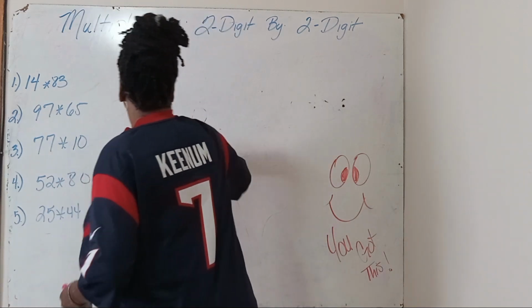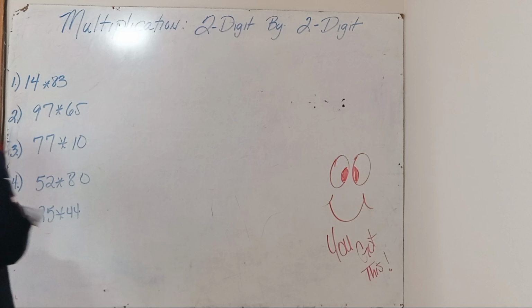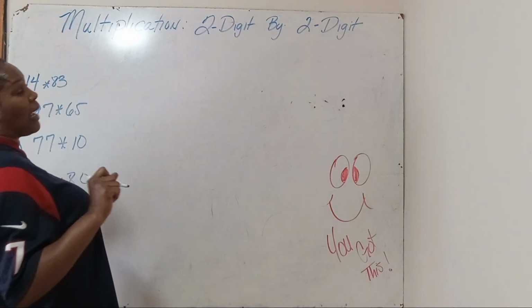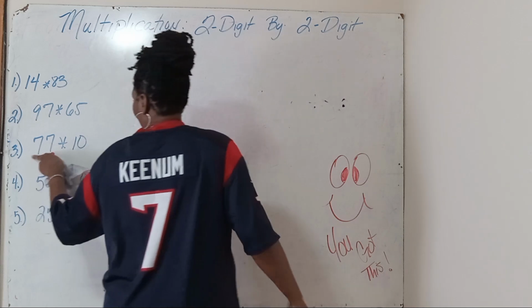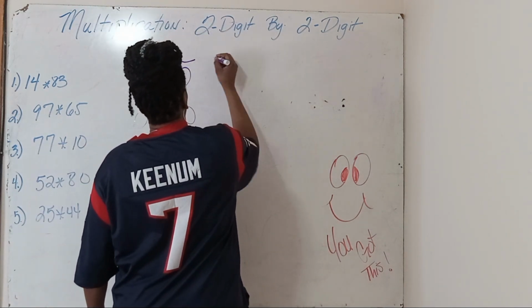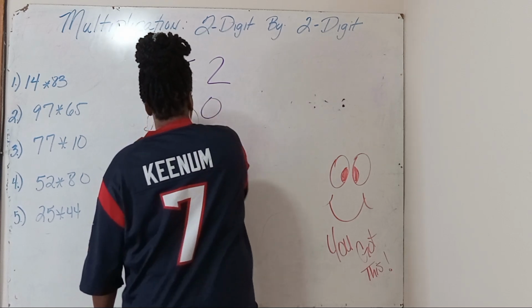That's a quick trick for numbers that end with 0. I mean, numbers that are multiplied by 10, okay? Let's go for numbers that are multiplied by 10. All you've got to do, whatever that number is, just add a 0, and that's going to be the answer. All right, we have 52 times 80.